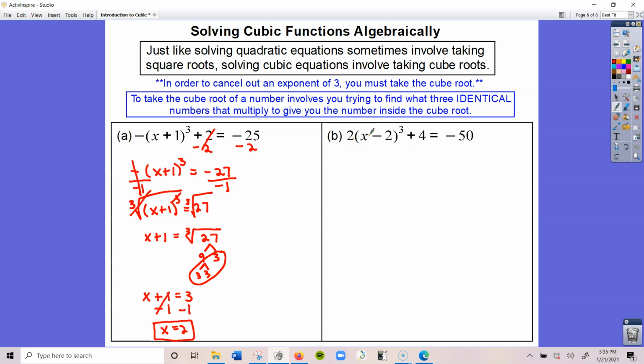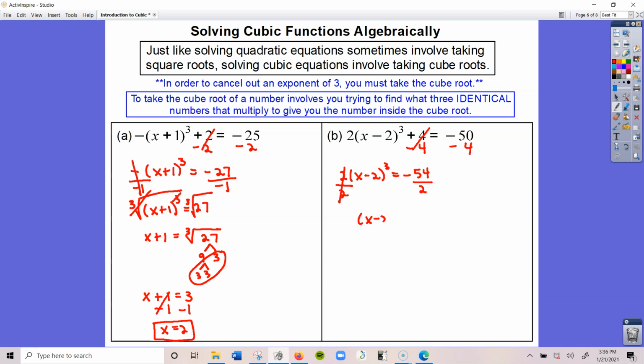We have here 2 times (x minus 2) cubed plus 4 is equal to negative 50. So first, I would subtract the 4. And that would give me 2 times (x minus 2) cubed is equal to negative 54. Next, I would divide by this 2.